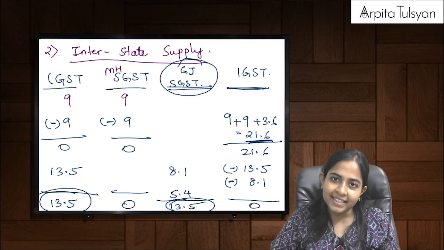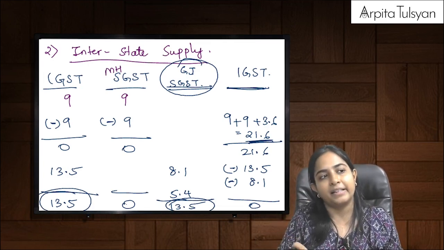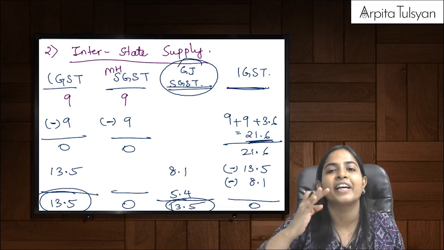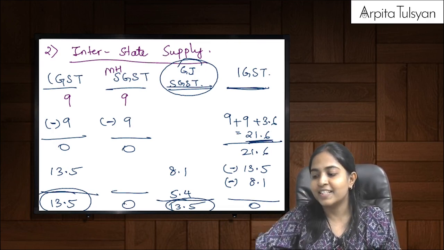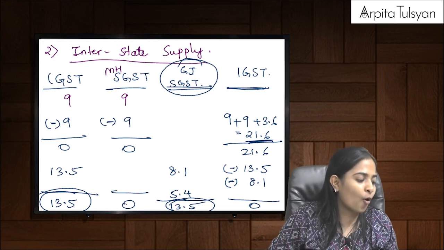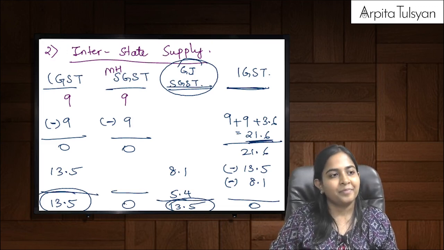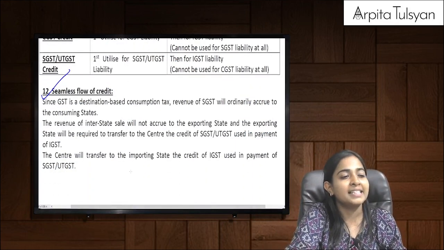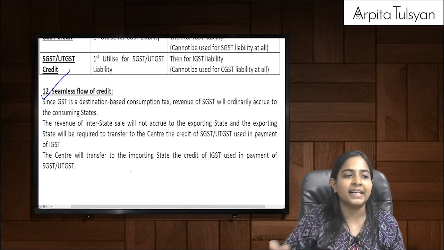Are you understanding this? This concept is called seamless flow of credit. Okay, this is called seamless flow of credit. Are you understanding? Yes. Okay, now listen, everyone, just try to understand. See, the words they are using are a complex statement.